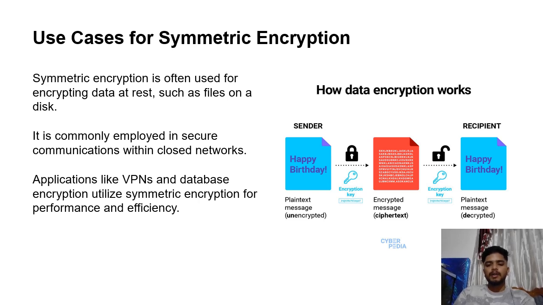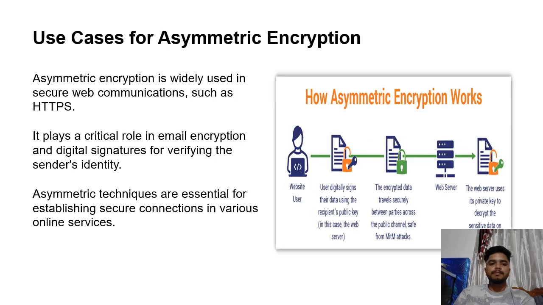So how does data encryption work? The sender has a plain text message, "happy birthday", unencrypted. With the encryption key, it becomes an encrypted message, the ciphertext. With the decryption key, the "happy birthday" plain text message is recovered at the recipient, decrypted.